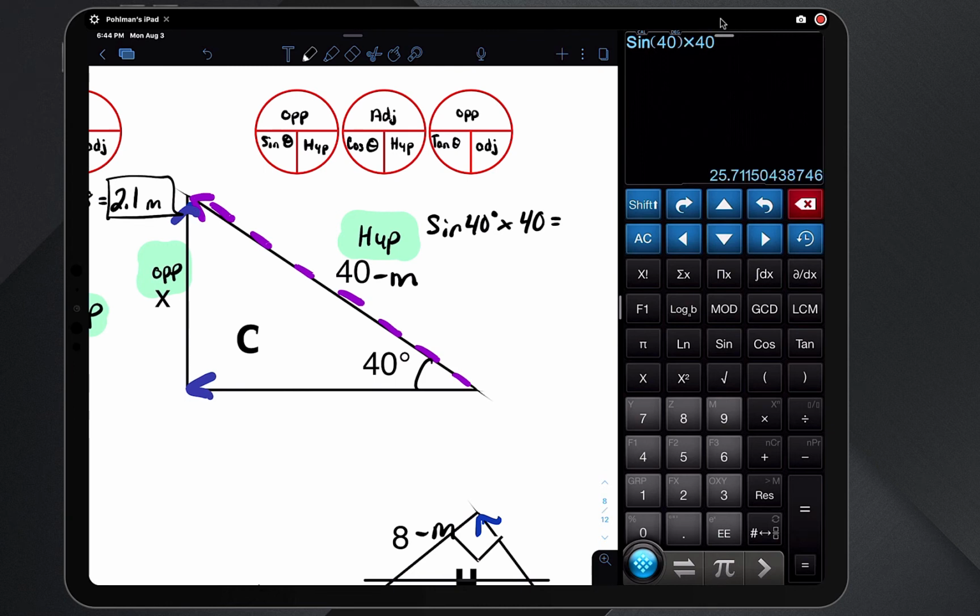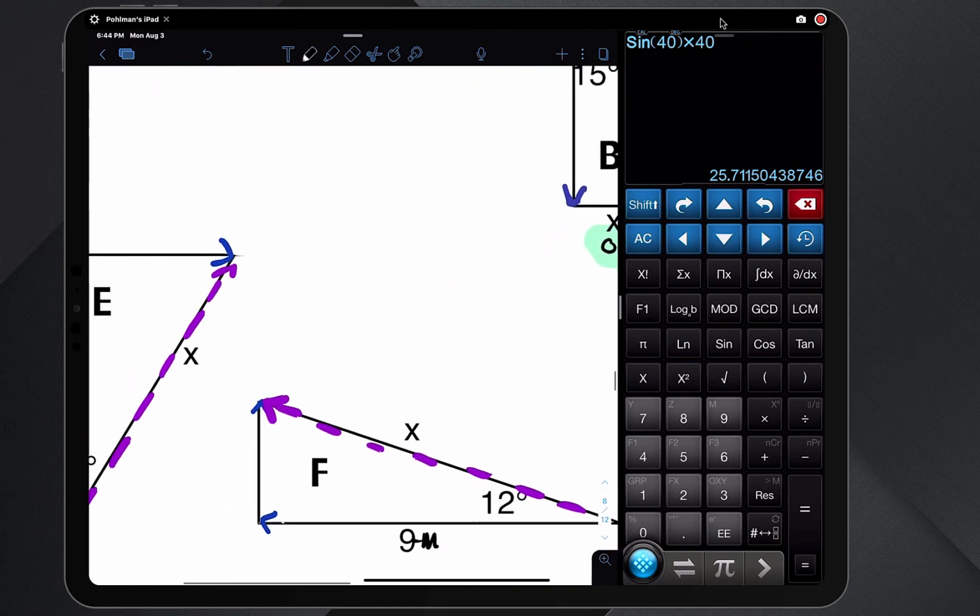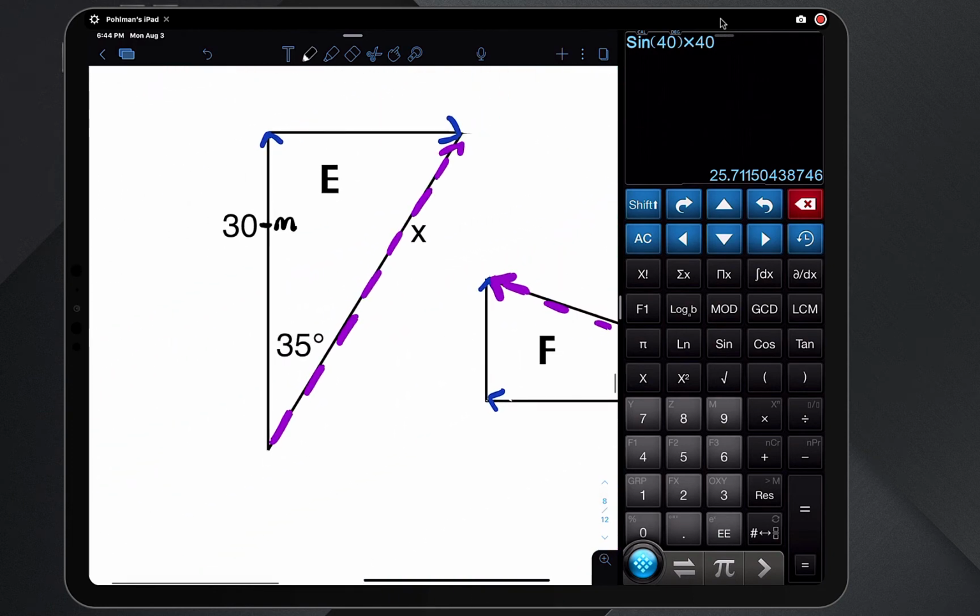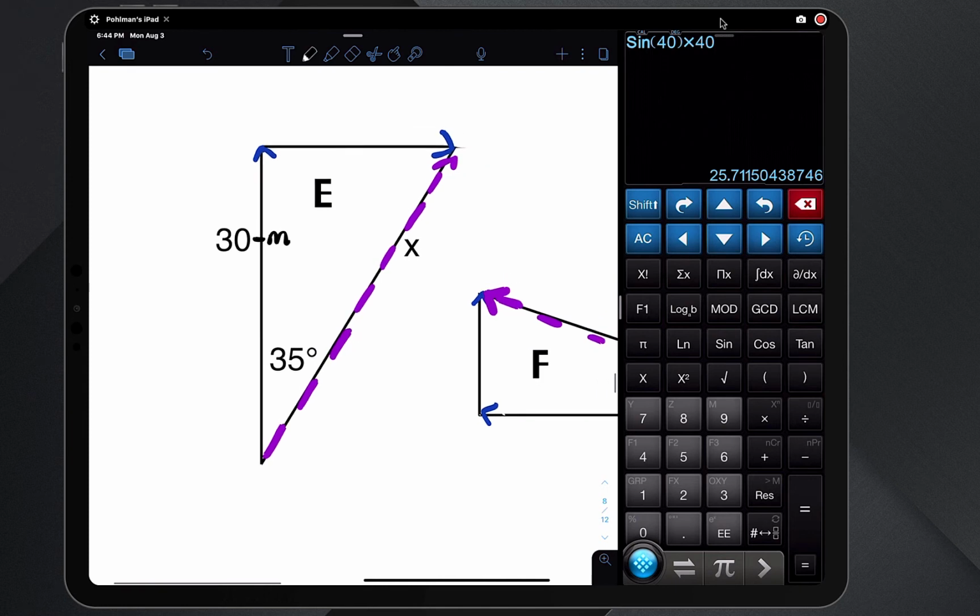Times 40 equals, we have 25.7, and again we'll call this meters, and that would be to the northeast in some direction. All right. Well, actually 40 degrees north of west is what it'll be. We go to E. We have the 35 degrees here.